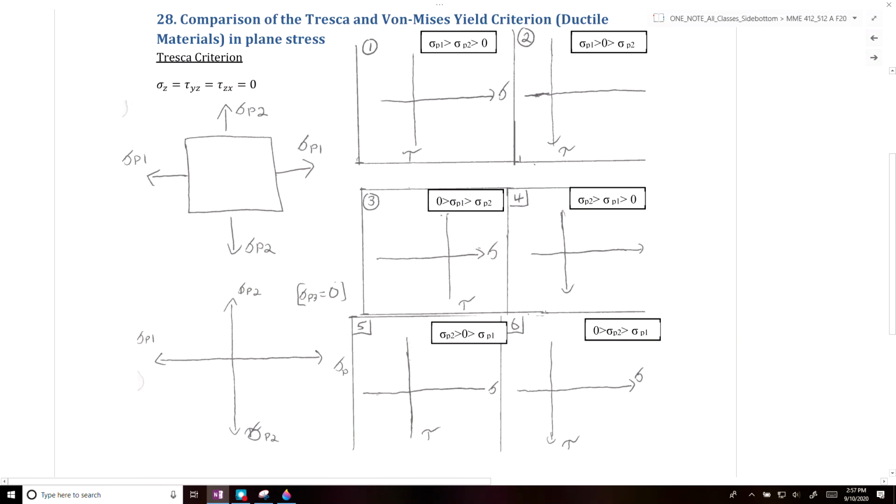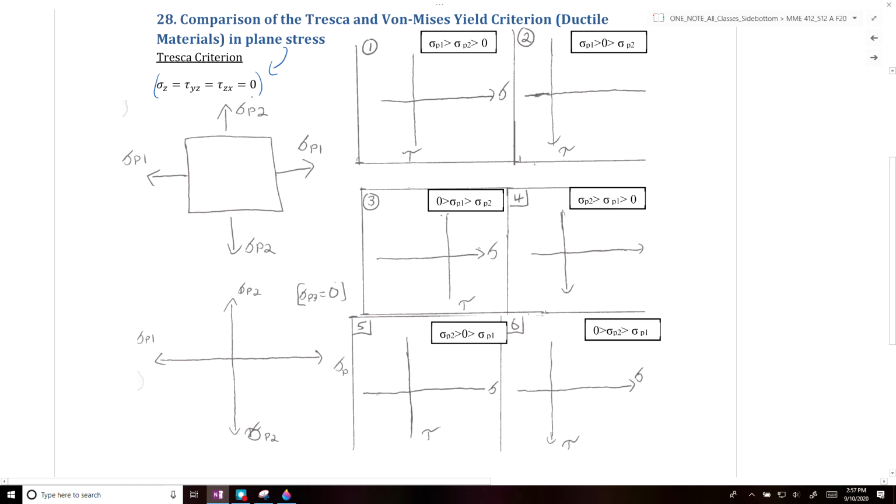So in this video, we're going to talk. In the last two videos, we talked about the Tresca yield criteria and the von Mises yield criteria. So what we're going to do now is look at the case of plane stress. For plane stress, all of our stresses along the z-axis are going to be zero.